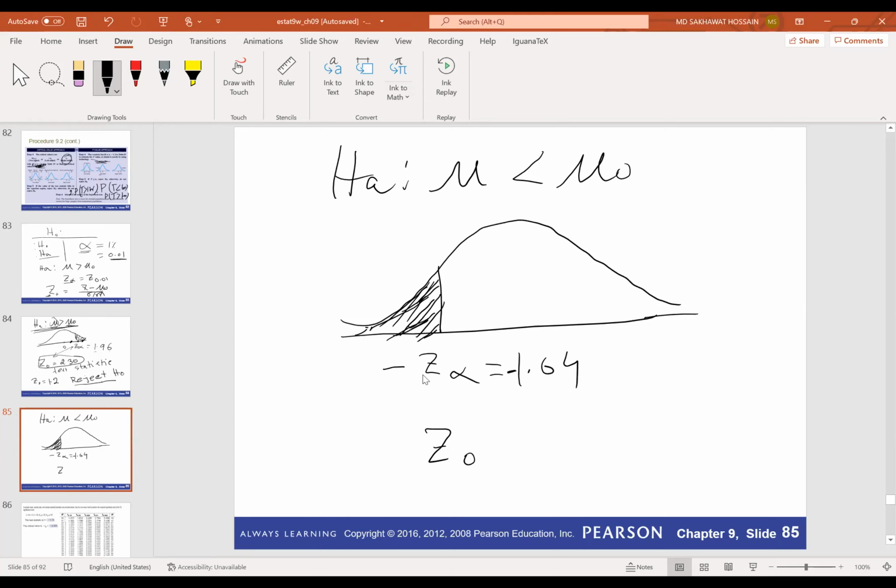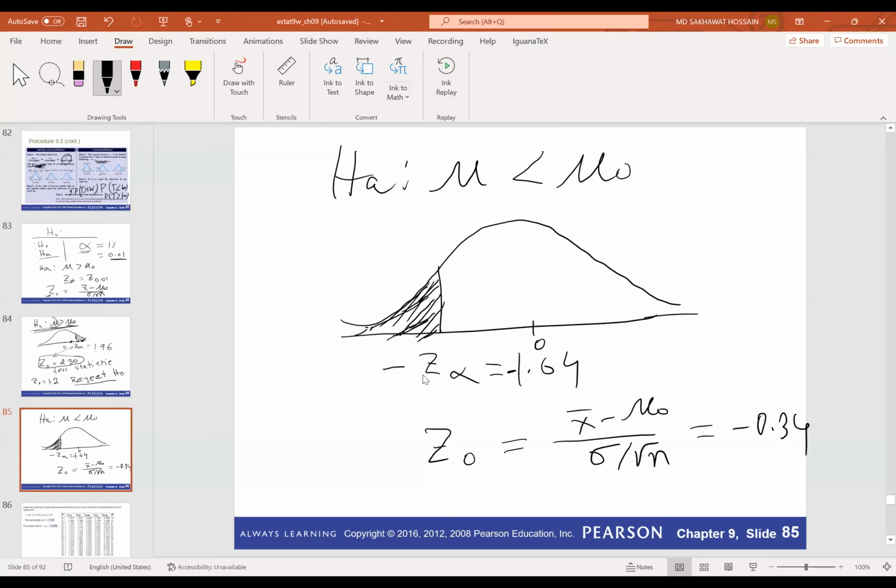And you will calculate the test statistics. The formula is x bar minus mu0 over sigma over square root of n when sigma is known. But when sigma is unknown, you will use the t-test. Then it will be t observed, and instead of sigma, you will be using s, the sample standard deviation. Anyway, let's consider this value is negative 0.34. So this is our test statistics.